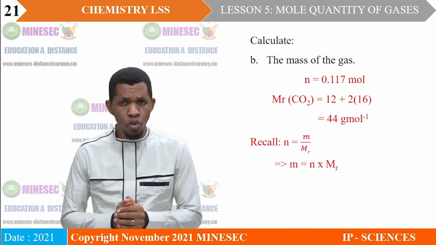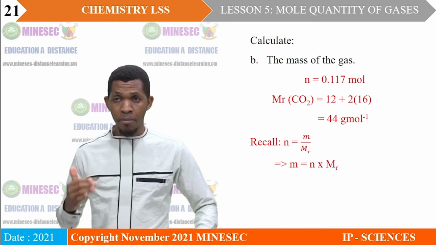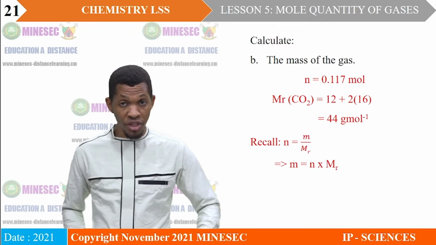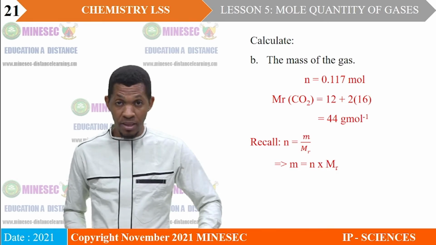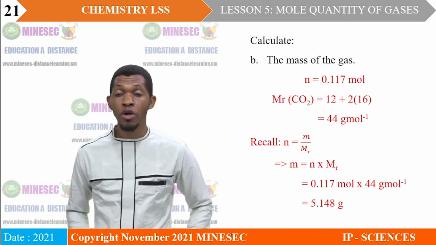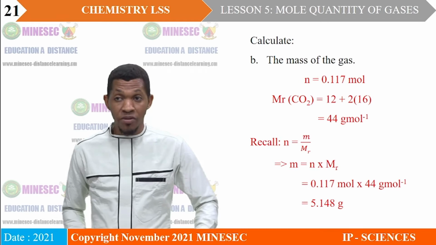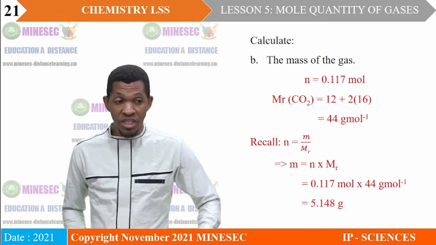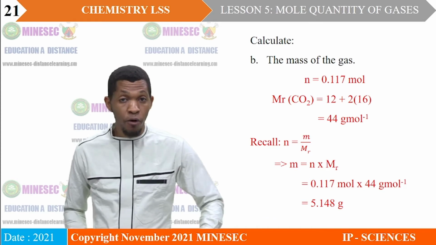Now, number of moles is given by the given mass divided by molar mass. Making the given mass the subject of the equation, we have given mass is equal to number of moles times molar mass. Substituting number of moles and molar mass with their values, we have given mass is equal to 0.117 moles times 44 grams per mole, which simplifies to give us given mass is equal to 5.148 grams.